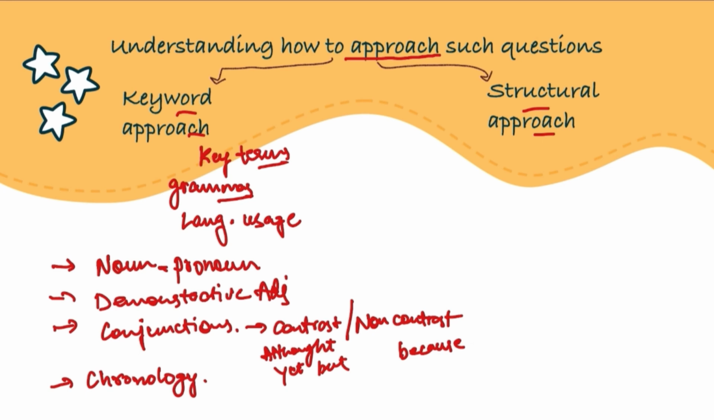Now these are just some examples to make you understand that key terms can be used in this manner. The things that you already know for the grammar, for the language usage, can be used in this manner for this particular topic. Now moving on to the structural approach. This one is much more abstract as compared to the keyword one, because keyword was depending upon the rules which are hard and fast that you already know.